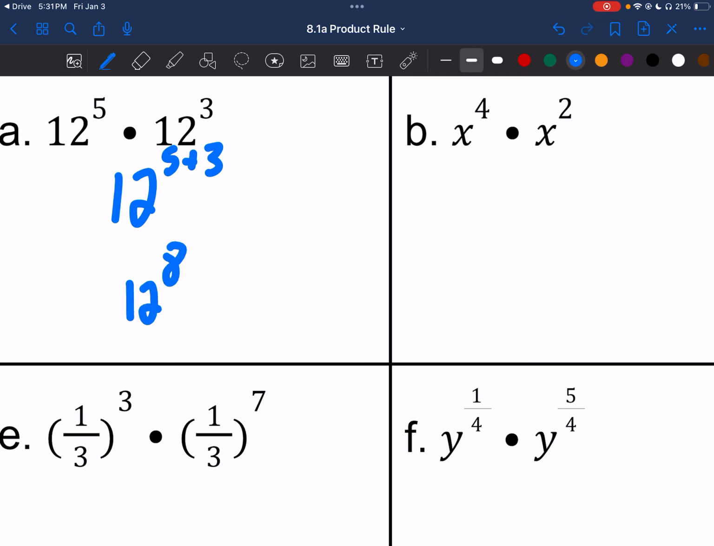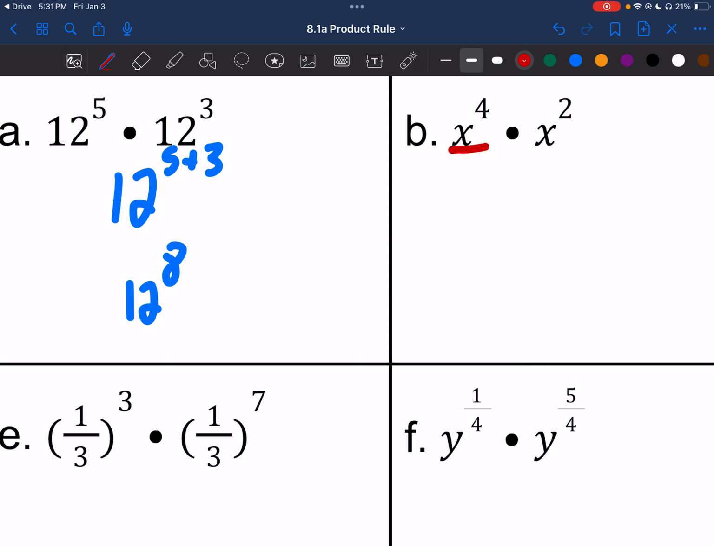Okay, so that's 12 to the 8th power. Now let's look at letter B, and I'm going to work it in a slightly different way. Instead of just using the rule of adding the two exponents together, let's explain and see why it works that we can just add the two exponents together.